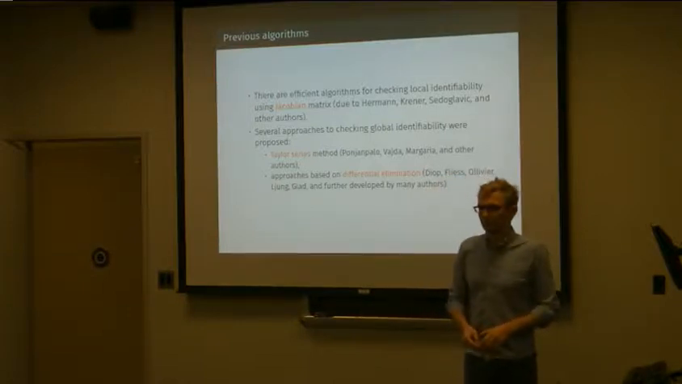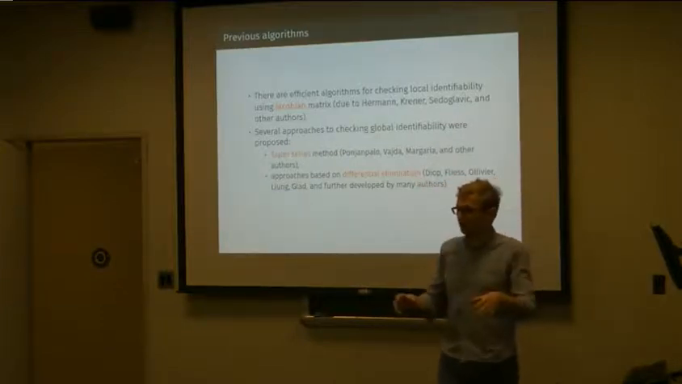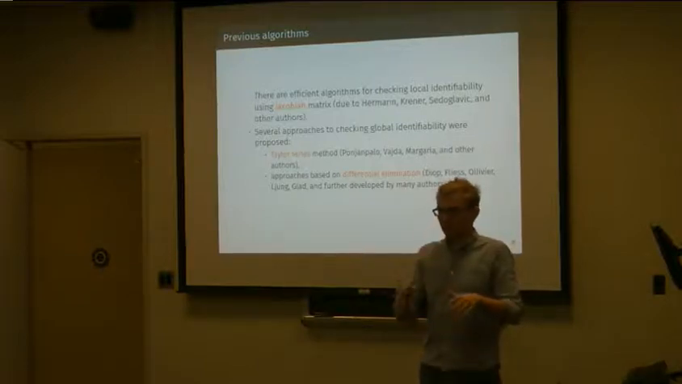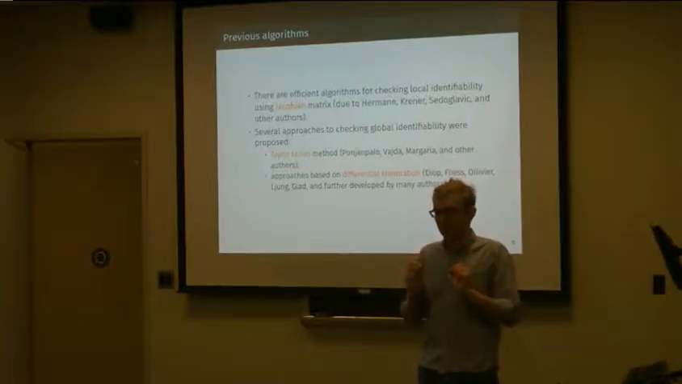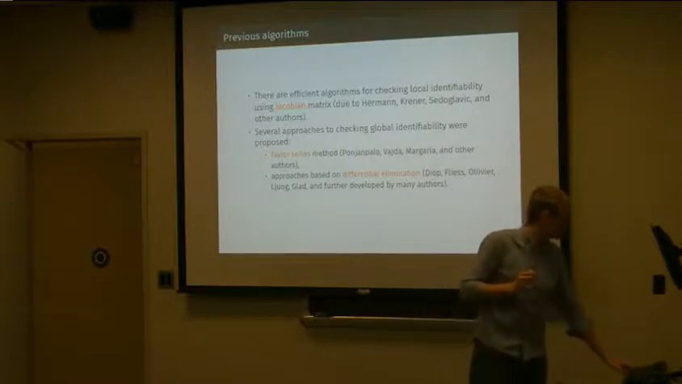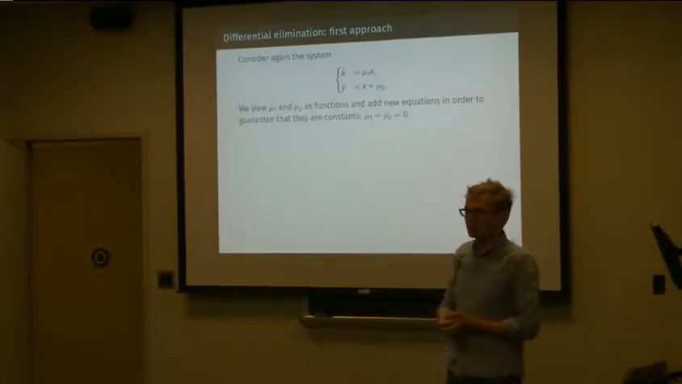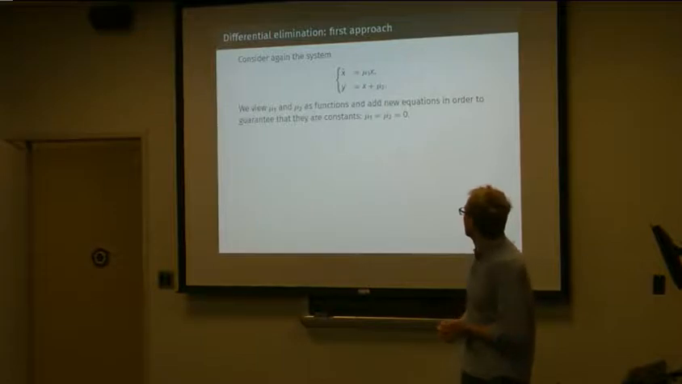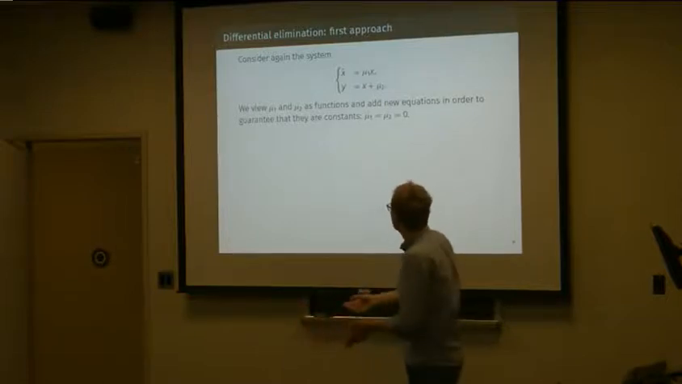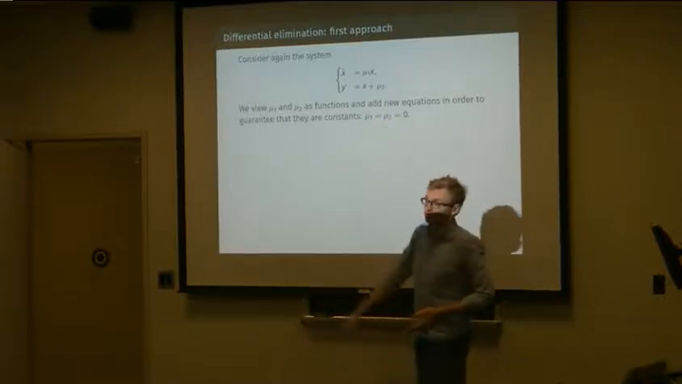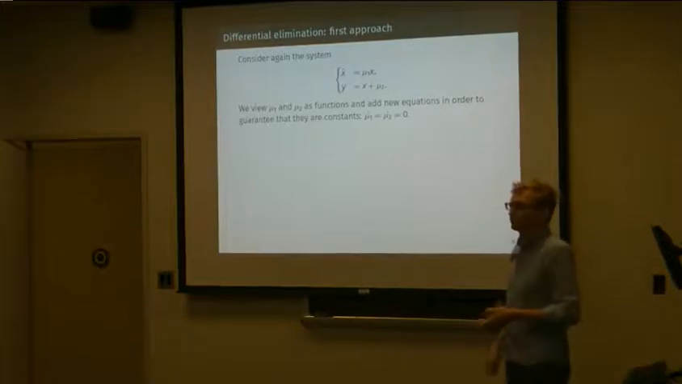So I want to give a small overview of these differential elimination approaches. Roughly speaking, you can divide them into two different parts, depending on how you think about parameters. The first part, and historically, it is the following. Let's return to our system with exponent and shift that we have already seen. You say that mu1 and mu2 are also functions, but constant functions. So you add two new equations, mu1 dot equals 0, mu2 dot equals 0. In this situation, we have four differential equations.